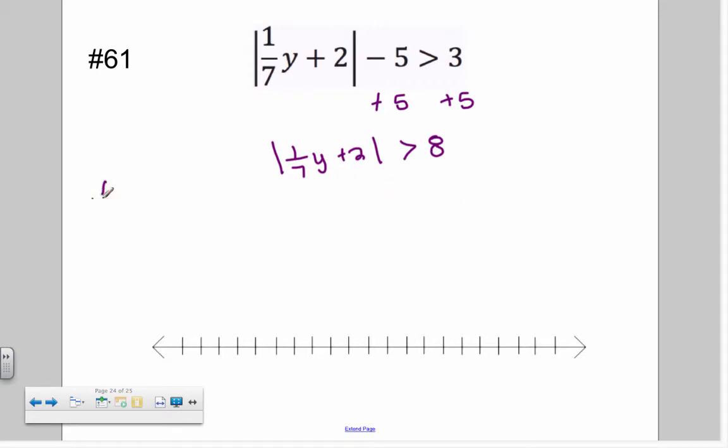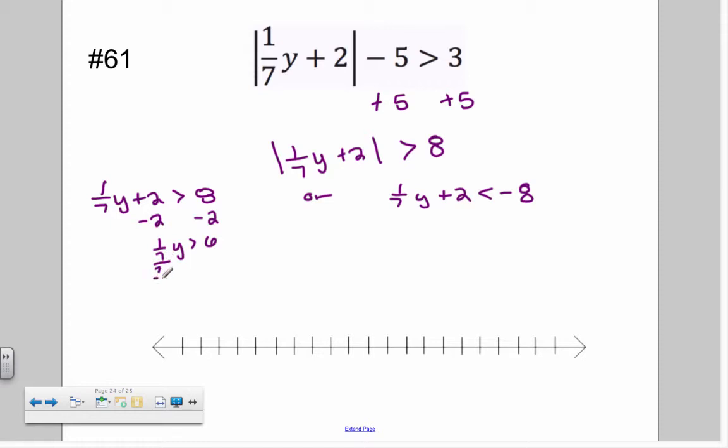Over here, I'm going to rewrite it the same way: 1/7 y plus 2 is greater than 8, or 1/7 y plus 2 is less than negative 8. Again, the second time I write it, I flip my sign and make the value opposite. Let's start to solve this. On this side, I need to subtract 2 from each side. When I do that, I get 1/7 y is greater than 6. Then I undo the 1/7 by dividing by 1/7.